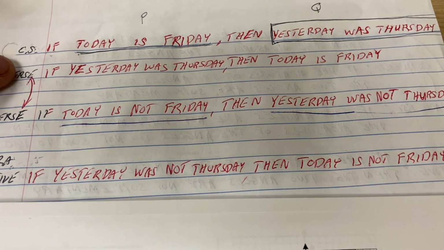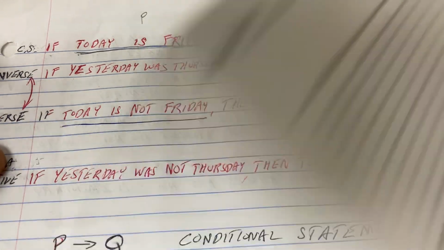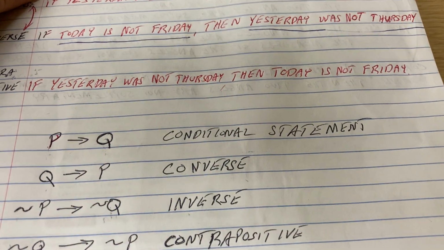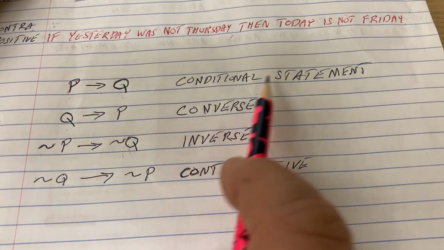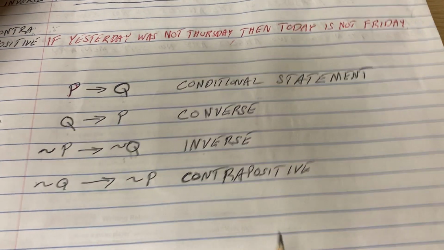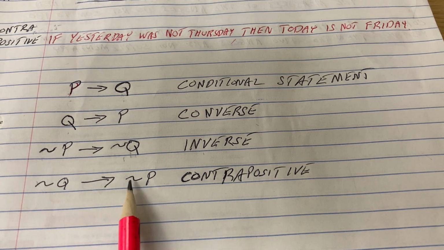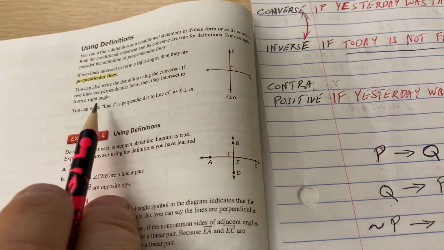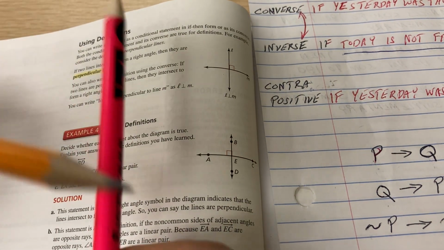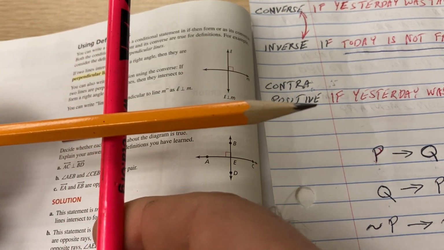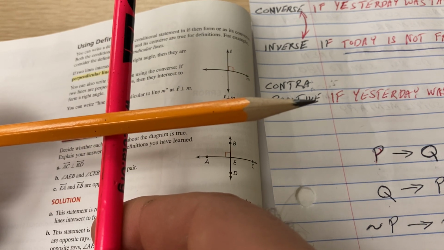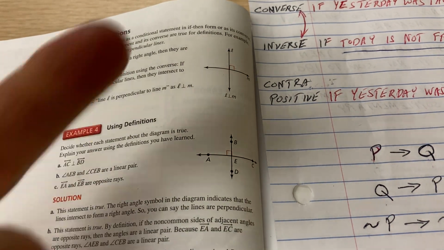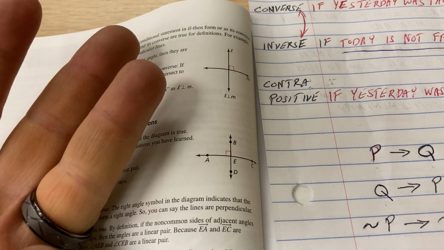Conditional statement, converse, inverse, contrapositive. You can use that to help. Again, these squiggly lines mean it's a negation, it means it's the opposite. Next, perpendicular lines, on the top of page 68. Lines that form 90-degree angles, lines that form a right angle, are lines that are perpendicular. It's three ways of saying the same thing: perpendicular, right angle, 90 degrees.